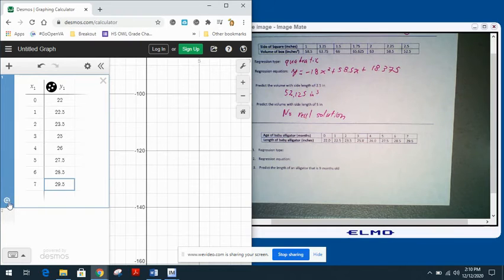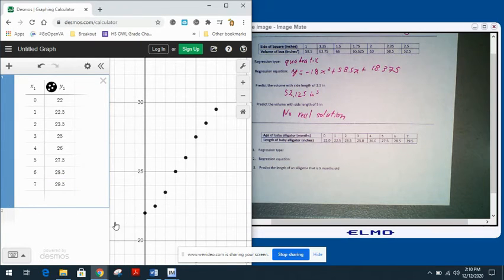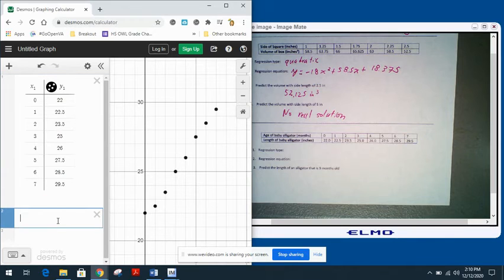Again, I can't see my dots. I'm just going to press a little zoom fit thing there. I look at it and I'm like, that's pretty much a straight line. So that's going to be probably more linear. It's got a little bit of a curve right there, but not really. So let's just check that out real quick.